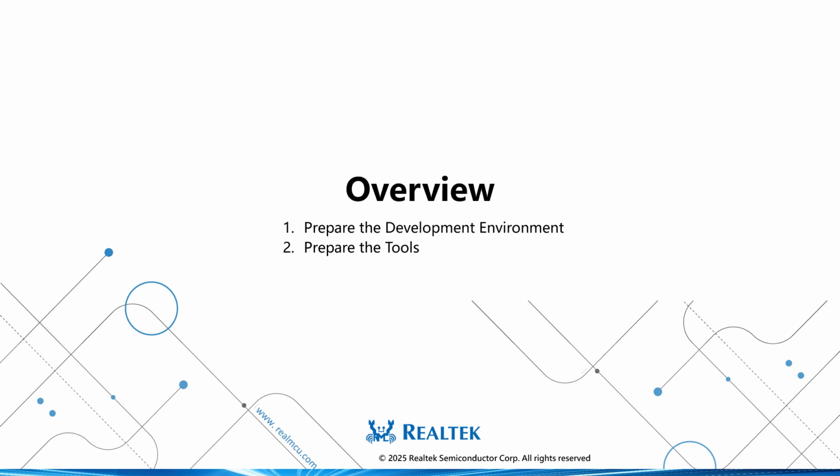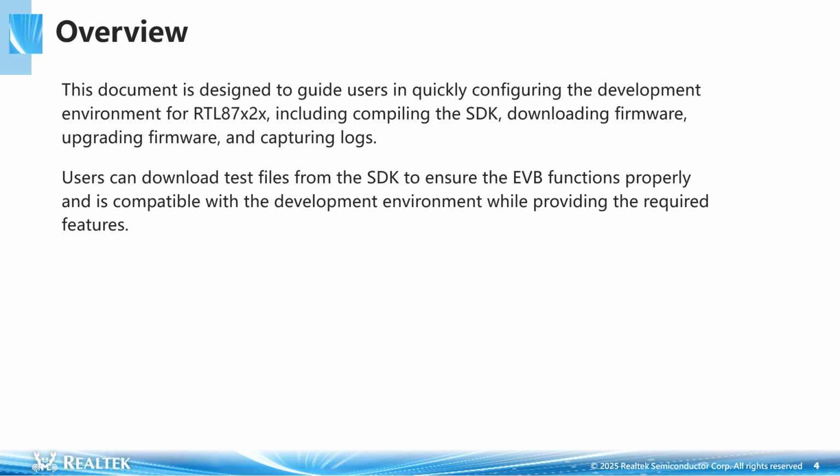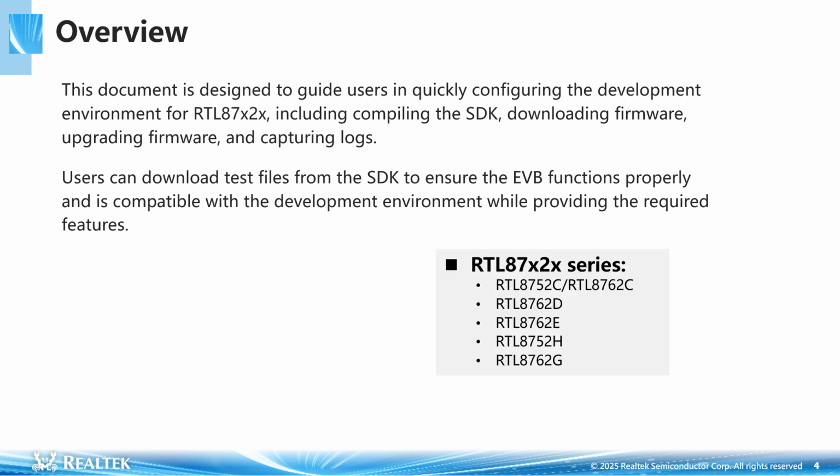We'll now start with part 1, which introduces the development environment and the tools used for RTL87X2X. First, we need to have a general understanding of the RTL87X2X, which is a series that includes IC models such as C, D, E, H, and G. This PPT will guide users in quickly setting up the development environment for the RTL87X2X, including compiling the SDK, downloading firmware, upgrading firmware, and capturing logs. Users can download test files from the SDK to ensure that the EVB is functioning correctly.